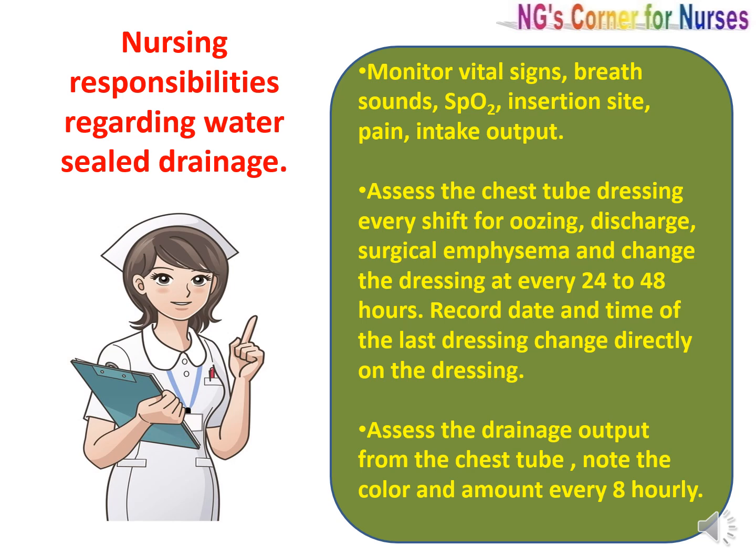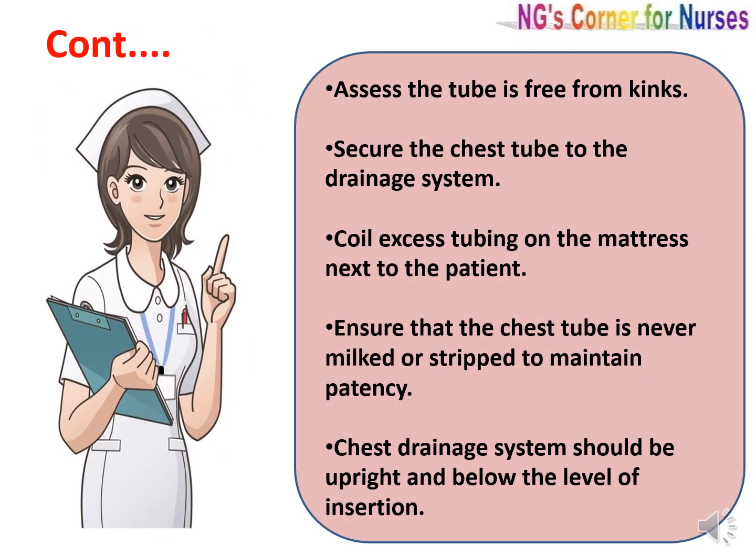Assess the drainage output from the chest tube. Note the color and the amount every 8 hourly. Assess the tube is free from kinks to maintain the patency for free draining. Next is secure the chest tube to the drainage system to reduce the risk of failure of an airtight system or to prevent air leakage.